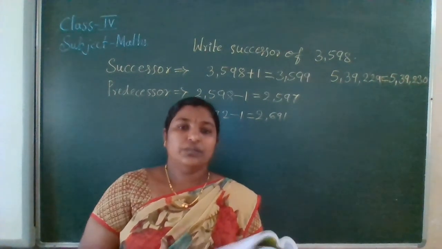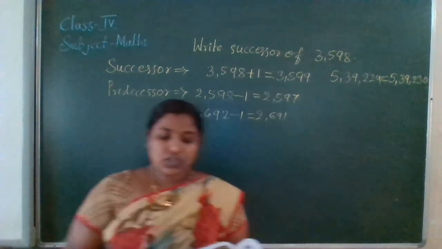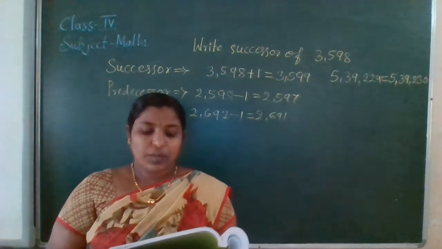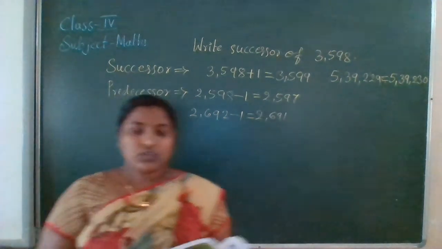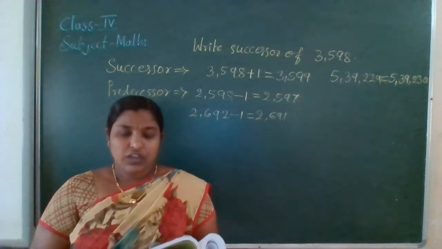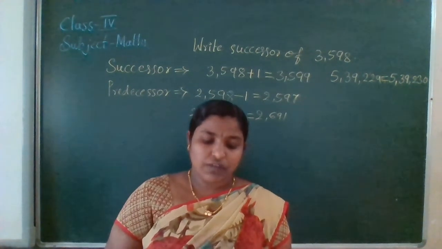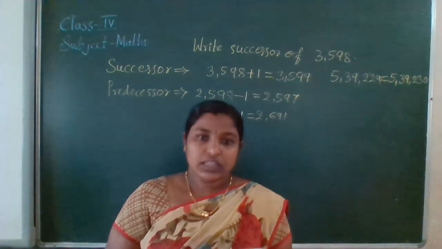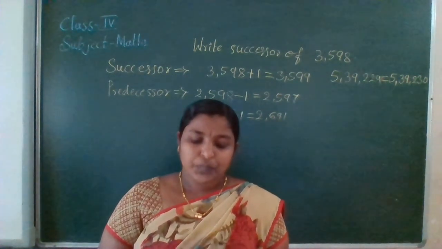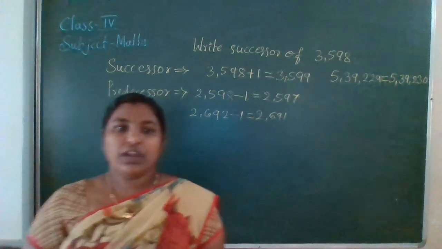Let's open your textbook, page number 225. Give the successor of 5,55,195. Give the predecessor of 2,14,707. For the successor, how we should identify is, we have to add 1. So they have added. The answer is 5,55,196. And then the predecessor of 2,14,707, they have subtracted by 1. The answer is 2,14,706.